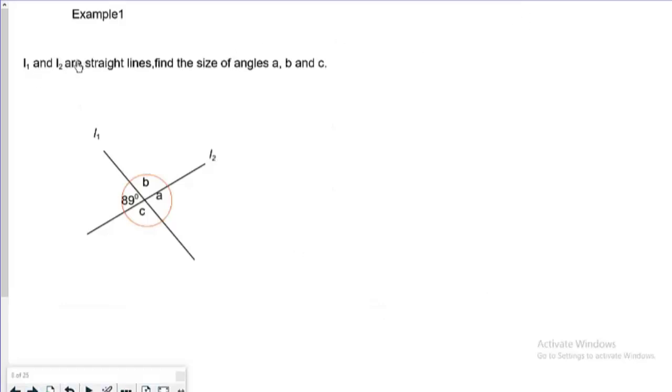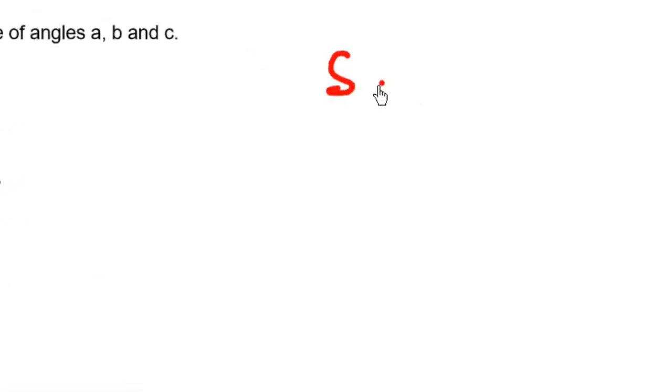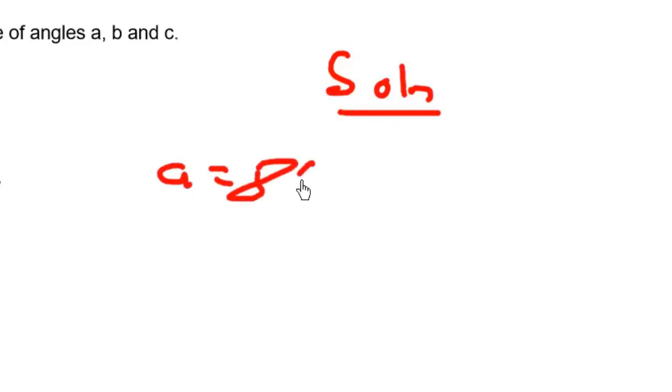The lines L1 and L2, so these two lines are straight lines. Find the size of angles A, B, and C. So straight ahead, I know that from the vertically opposite angles, A is vertically opposite to 89 degrees. So solution, I know that angle A is equal to 89 degrees.